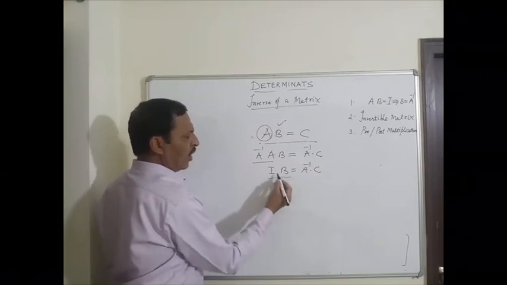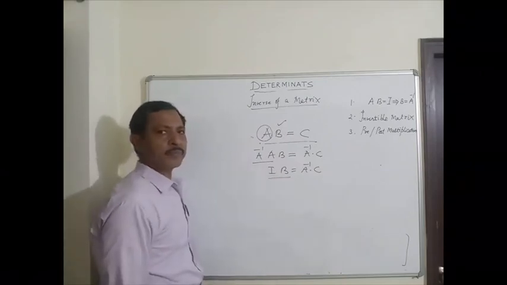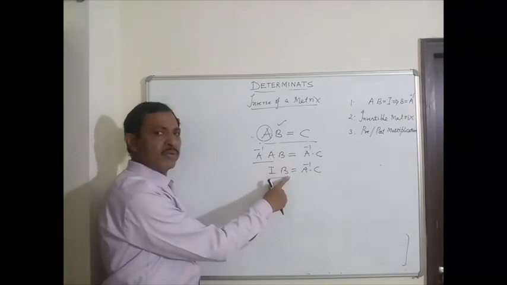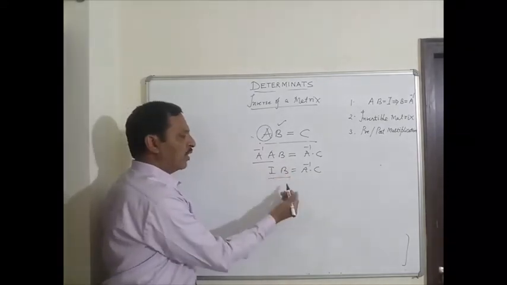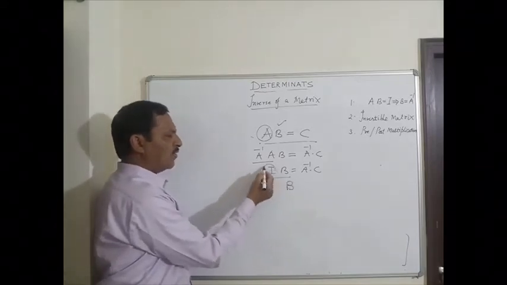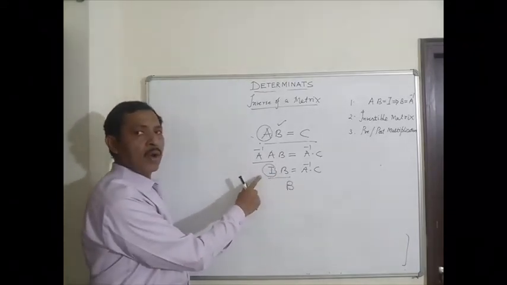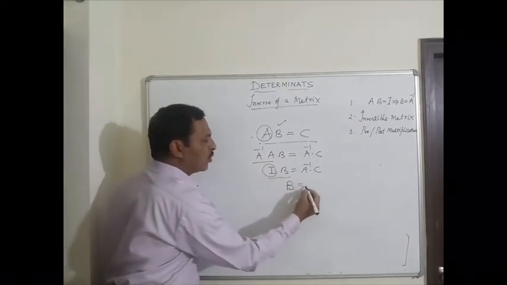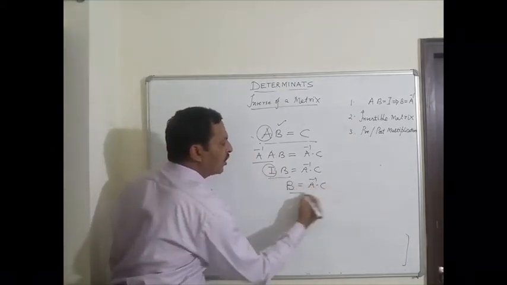What is I into B? The identity matrix multiplied with any matrix gives the same matrix as the answer, because I is taken as 1 of maths. So it is B equals A inverse into C. That's it.